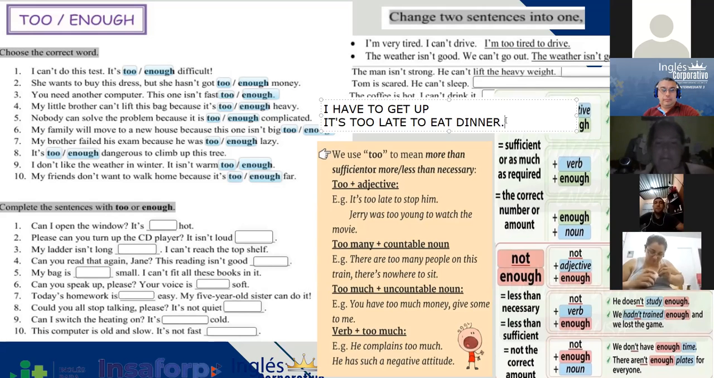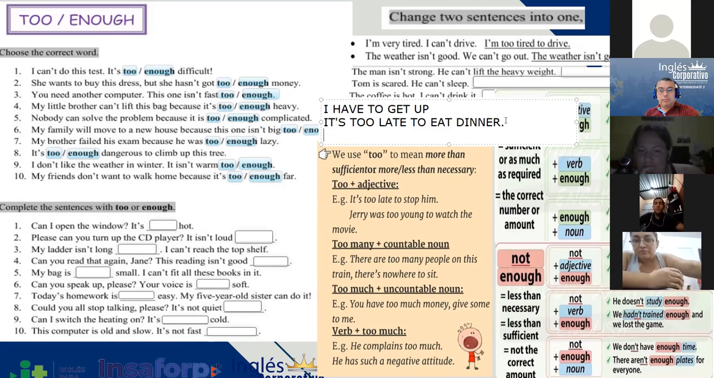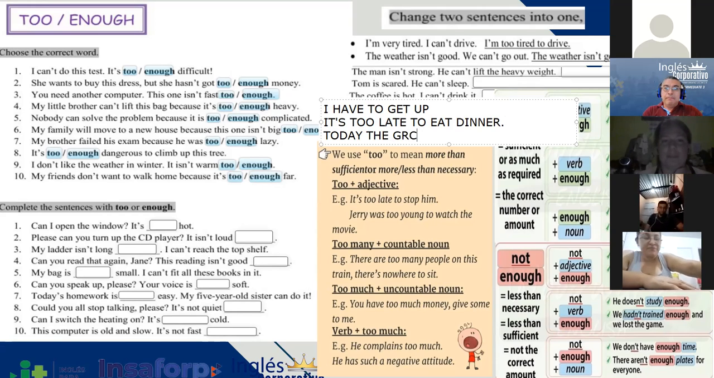Yes, teacher. It's correct if I say, for example, today the groceries are too much expensive. Okay, are too much. All right. The groceries.